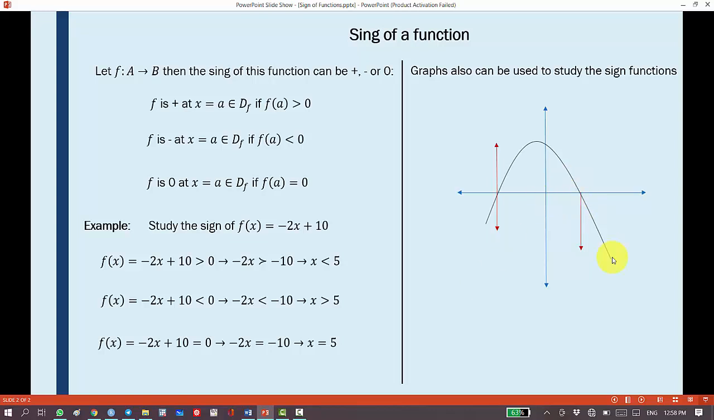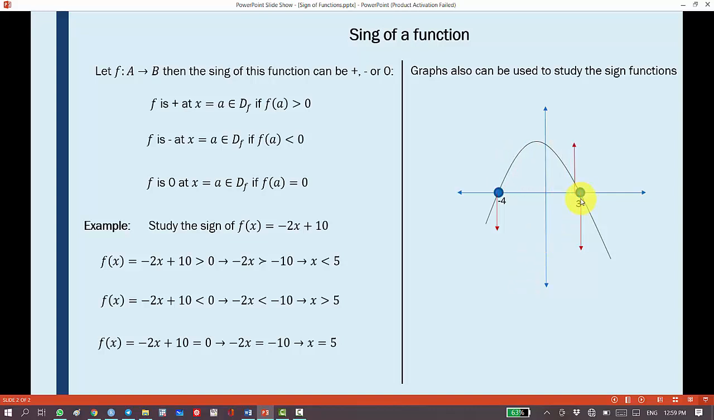We could also use the graph in order to study the sign of the functions. For example, consider this quadratic function. We know that the function is positive if it's above the x-axis. It's 0 when it's on the x-axis. The function is negative when it is below the x-axis. In particular, in this function, we see that the function intersects the x-axis at minus 4 and 3. Therefore, for x equal to minus 4 and plus 3, the function is 0.